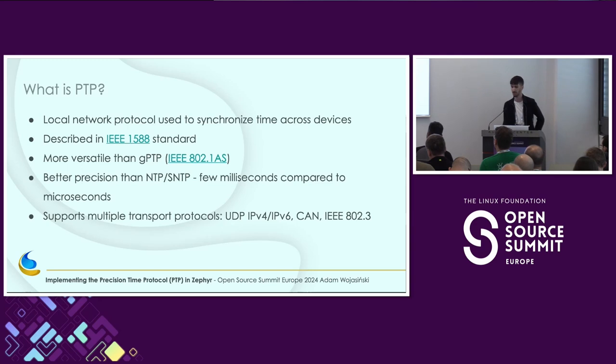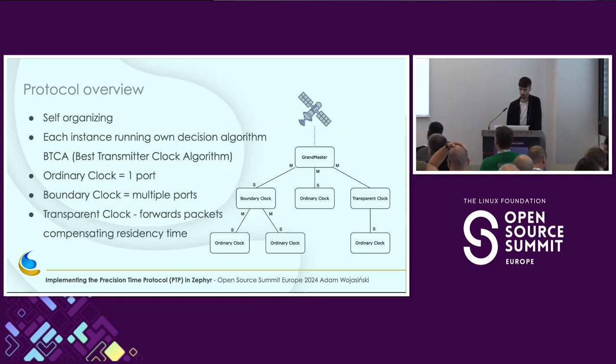It's a local network protocol used to synchronize time across devices, and it is described in the IEEE 1588 standard. It's more versatile than gPTP, which is a subset of PTP. Compared to PTP, it works on layer 2, whereas PTP works on layer 4. It gets better precision than Network Time Protocol. It's around a microsecond precision compared to a few milliseconds. And it also supports multiple transport protocols.